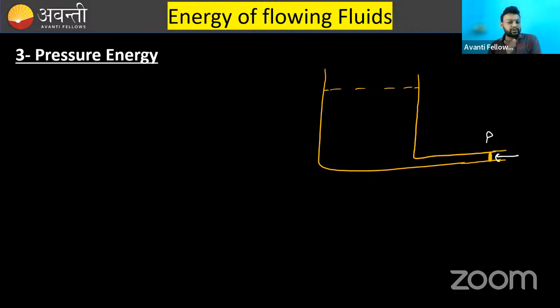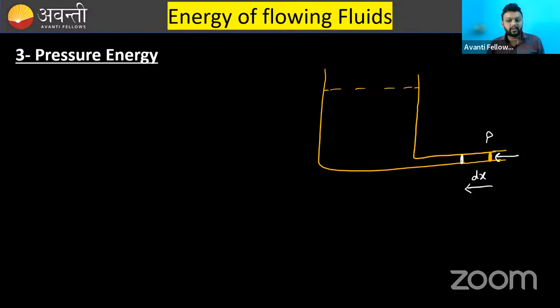Now, I am pushing this lid inward. Again, listen to me. I am pushing this lid inward. When I am pushing this lid, I am making sure that no acceleration is produced. I am doing it very slowly. So what I am doing, I am pushing this lid inward. Let's suppose I have pushed it by a small distance dx. So this lid is shifted by a distance dx. Clear?